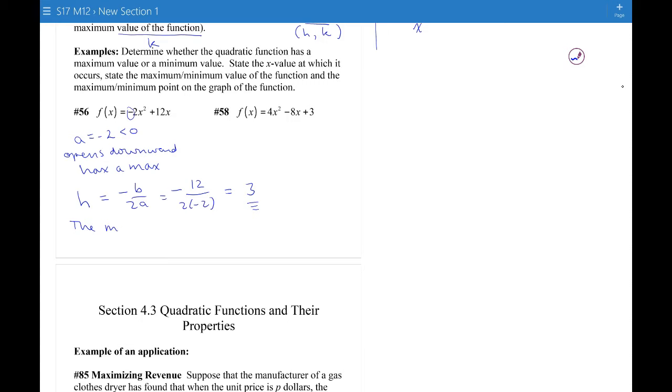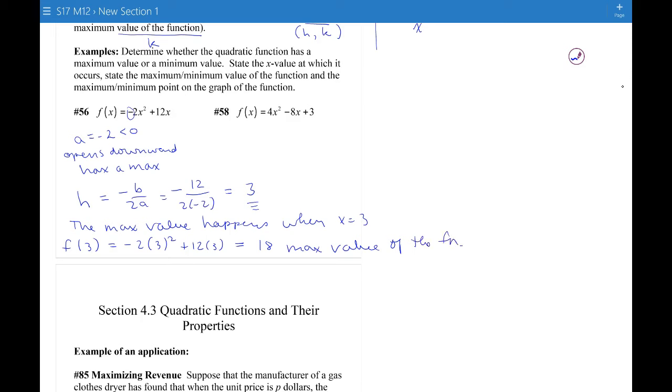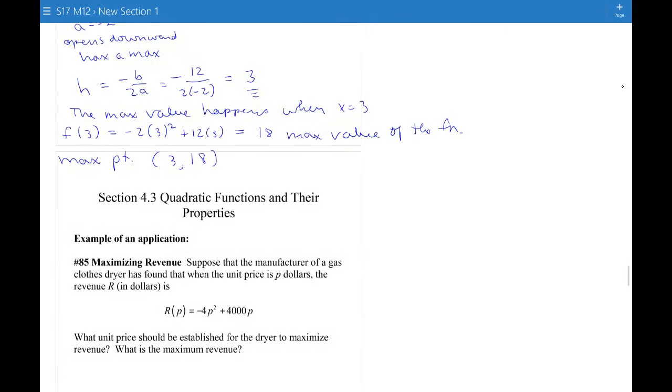The max value happens when x is 3. Then the max value of the function is f of 3. So you're going to put 3 into the function and get 18. So this is the max value of the function. And then the max point is 3, 18. And we'll look at the picture to make sure and verify.